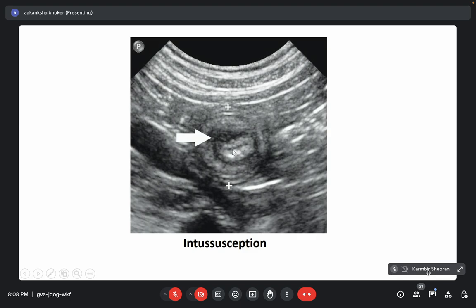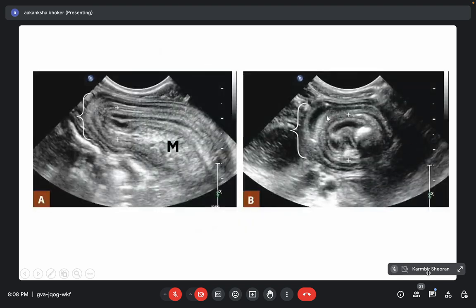We have a better picture of it, see here. This is a target appearance, with multiple layered onion-ring-like layers. This is the intussuscipiens, the outer layer. This is the intussusceptum. These are the mesenteric fats, and there may be blood supply also, which we can assess by applying the Doppler. And this is the longitudinal.